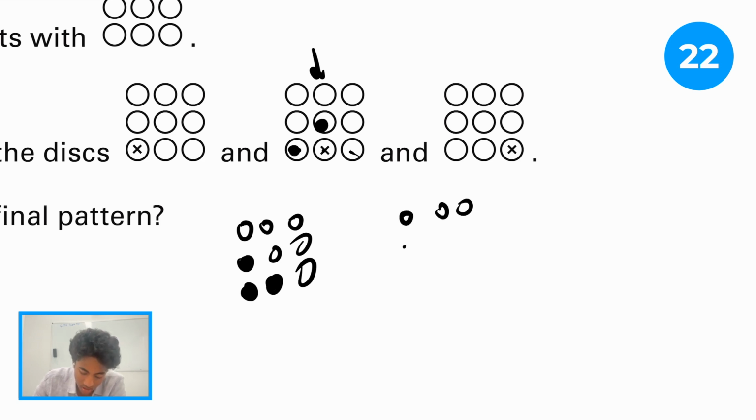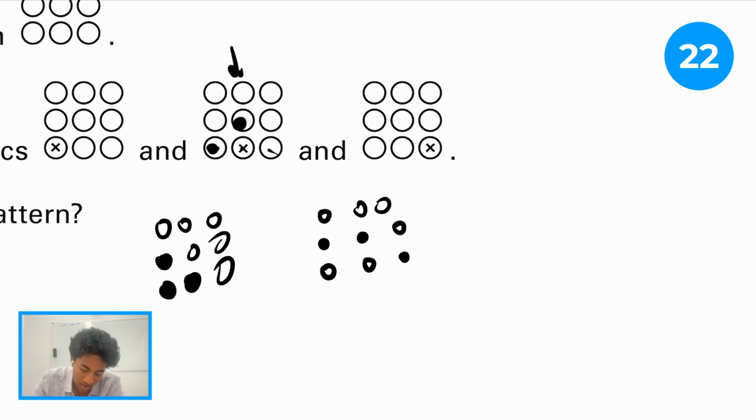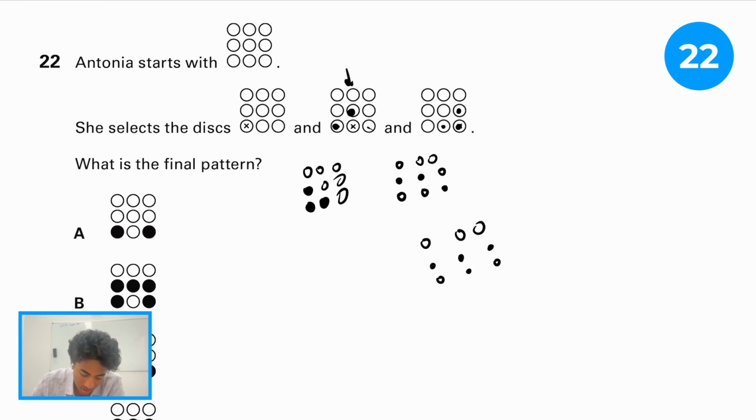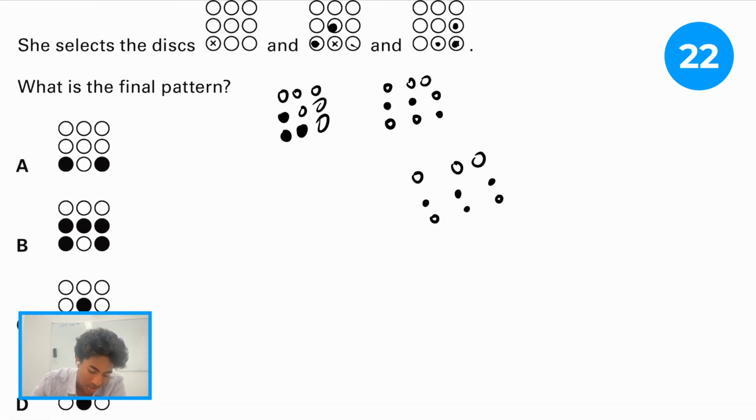That means this becomes white, this becomes black, this becomes black, this goes back to white, this goes back to white, okay? Then finally, this one changes, which means this one changes, this one changes. Let's draw it out. That means this one will become black, this one's white, this one will become black, this one will be white. Let's see, which one looks like this? It looks like option D.